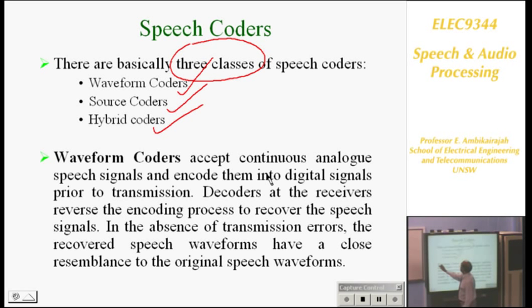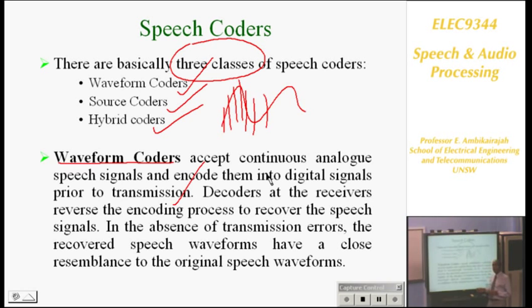Taking waveform coders first, they accept continuous speech signals and encode them digitally. Decoders then decode the signal and reconstruct it back for you. So that's known as waveform coders. They work on the waveform itself. If this is the waveform, they look at the amplitude and try to code it somehow. Okay, what are the waveform coding techniques available?